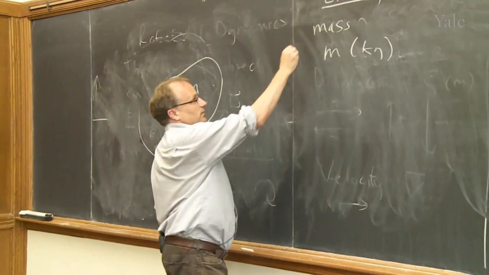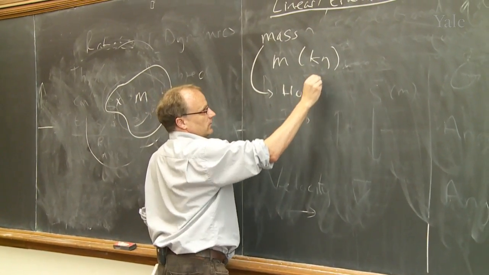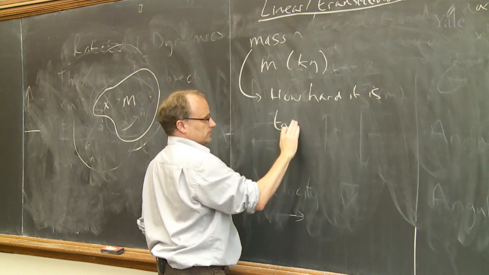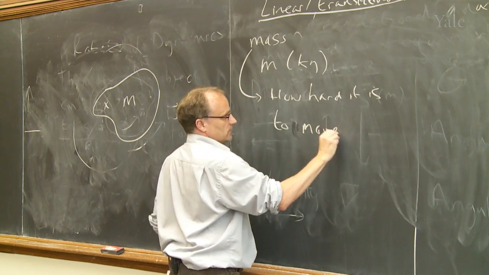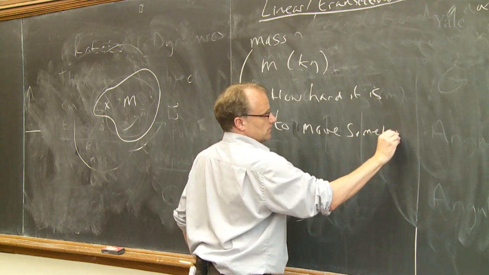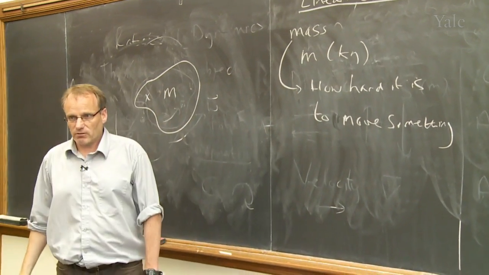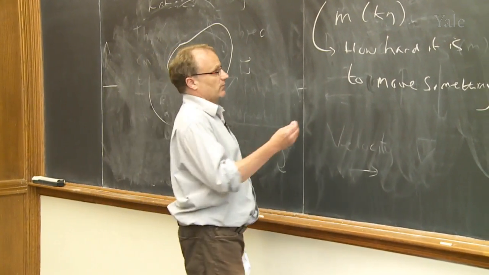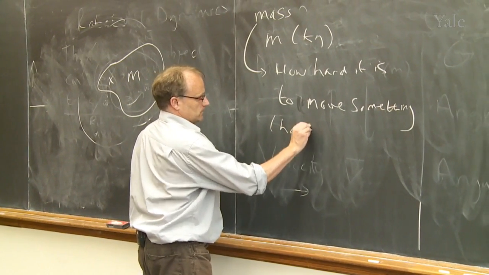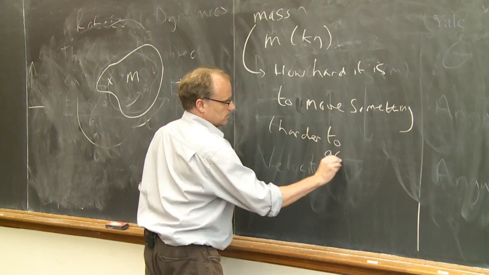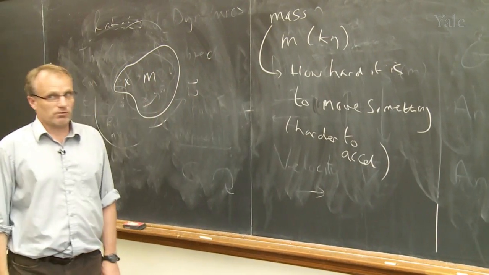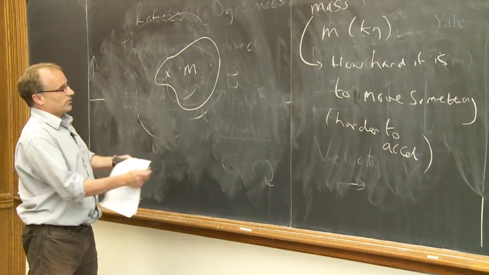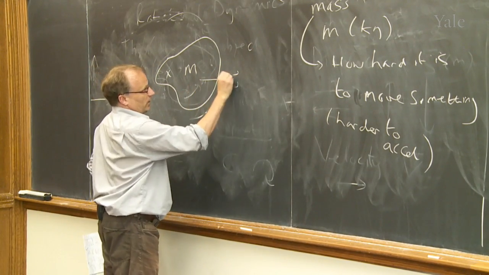And the mass tells you how hard it is to move something, or to accelerate it. The bigger objects are harder to move from zero. They're essentially harder to accelerate. So the mass measures how hard it is to accelerate something. If we think about the rotation of this object, what we have here is just accelerating it.